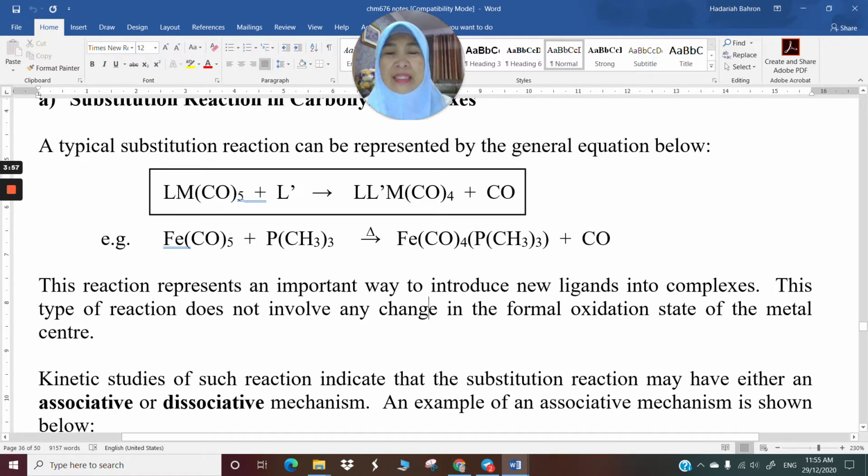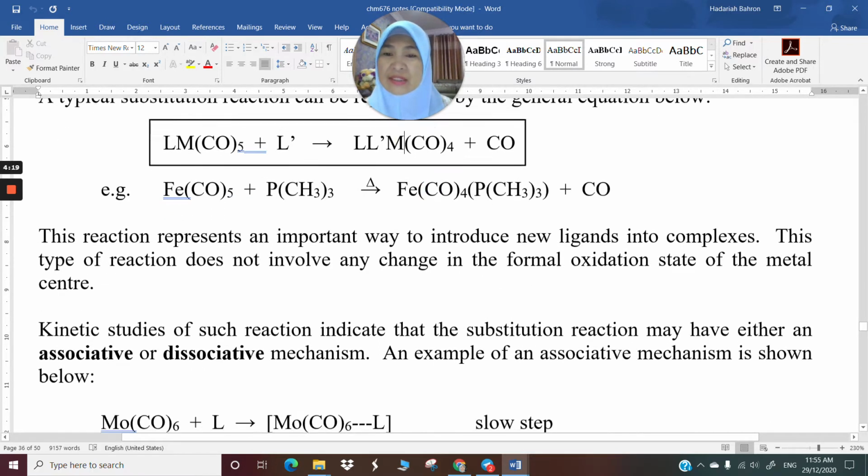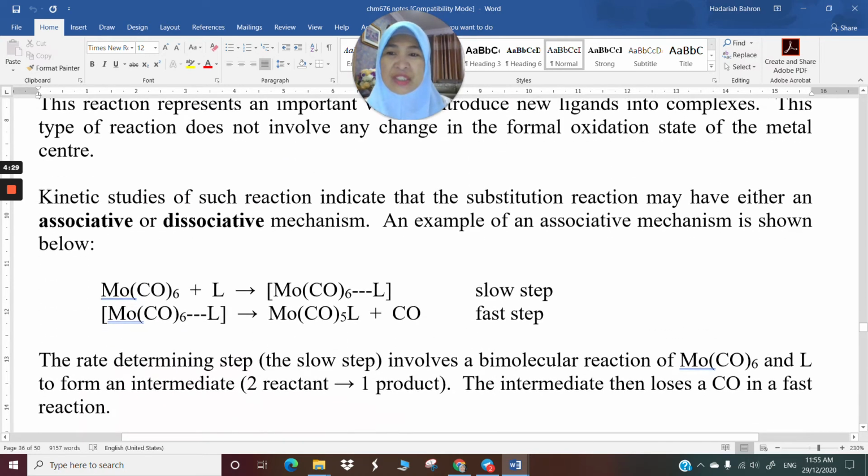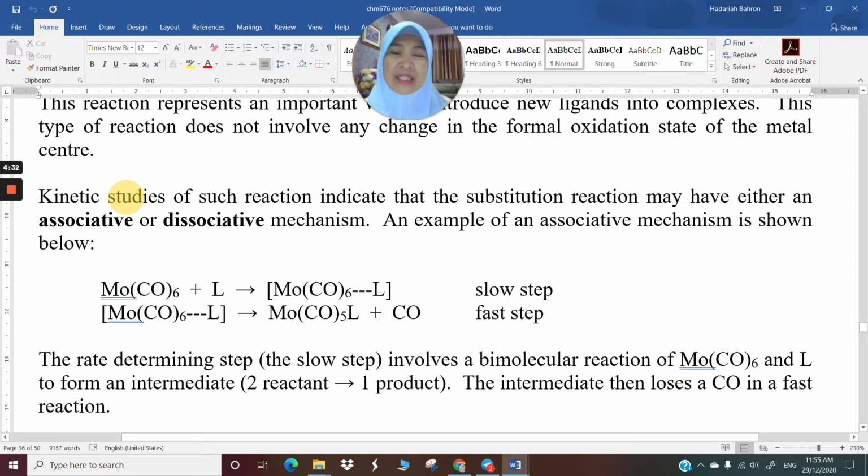The oxidation state doesn't change, the coordination number doesn't change. If the metal here has a coordination number of 6, here it also still has a coordination number of 6. If for example the charge here is 0, here the oxidation state is still 0. There is no change in either the oxidation state or coordination number for a substitution reaction. Now, the kinetic studies of such reactions indicate that substitution may occur through either an associative or a dissociative mechanism.